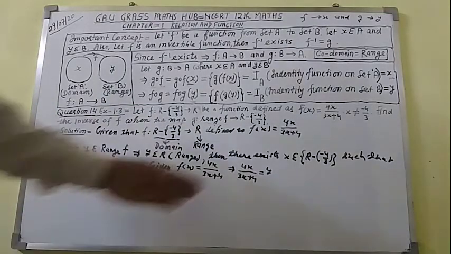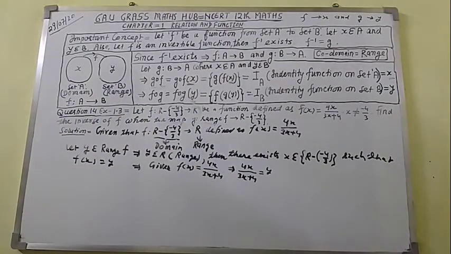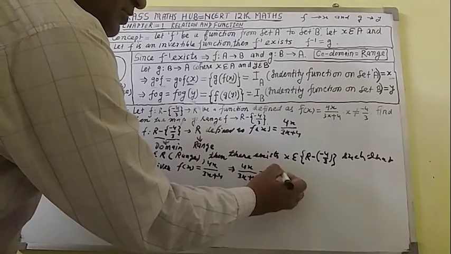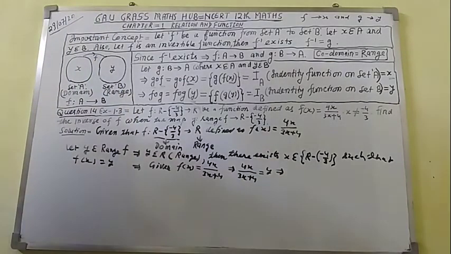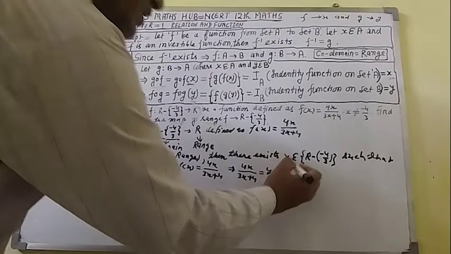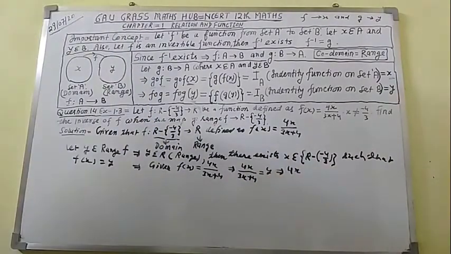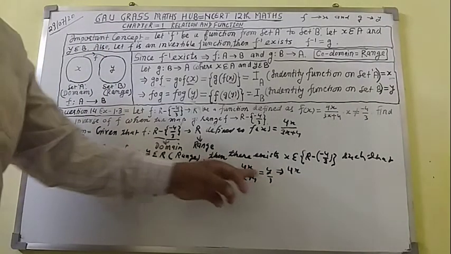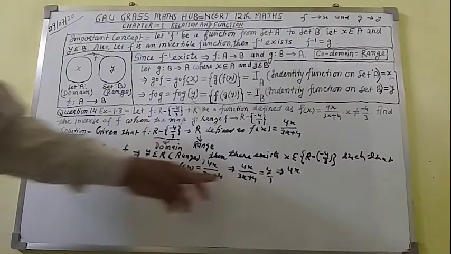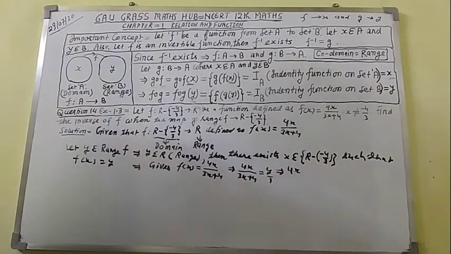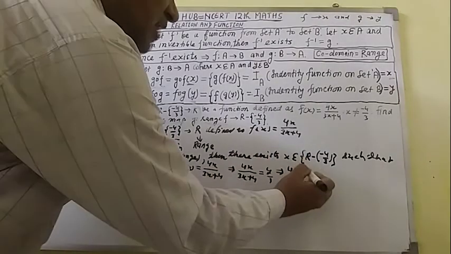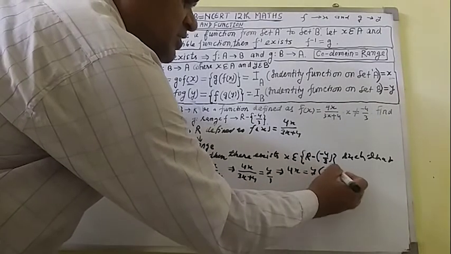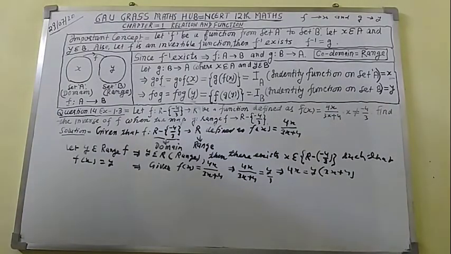Now get the value of x here. In order to get the value of x, just simplification will be done. So what to do here? Here you can write 4x over 1, so just cross multiply. 4x will multiply to 1, you will get 4x. And 3x plus 4 will multiply to y. So on the right hand side you will get y in bracket 3x plus 4.